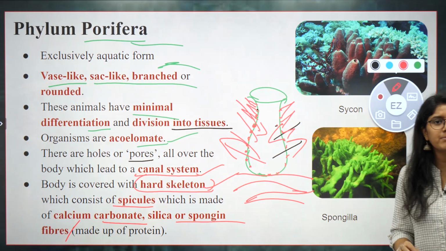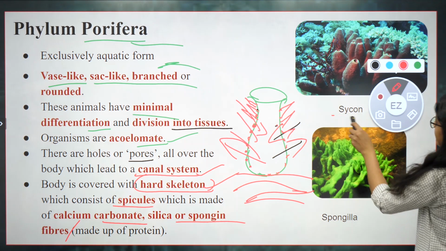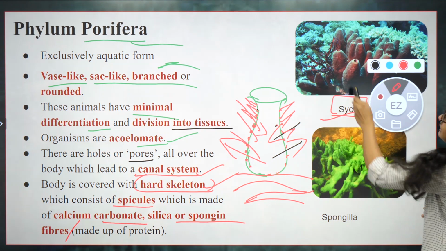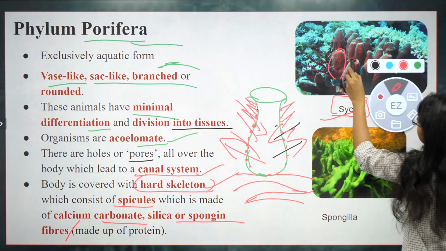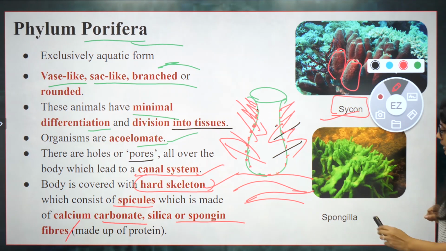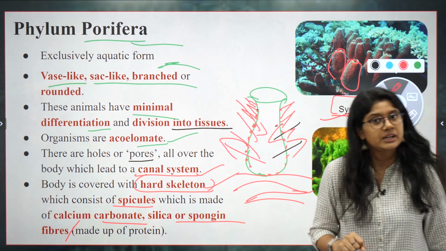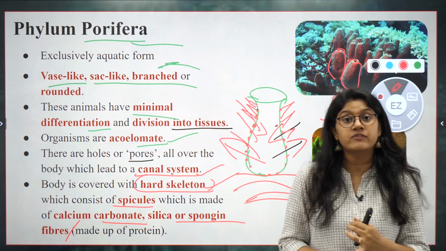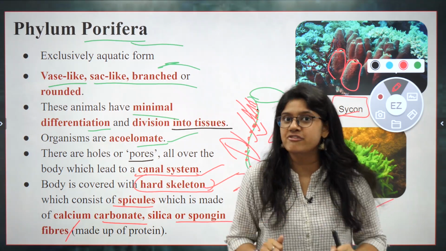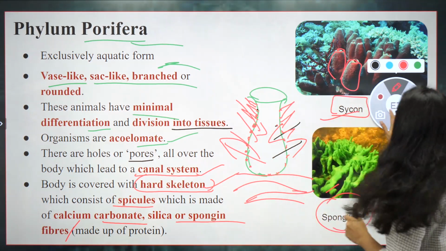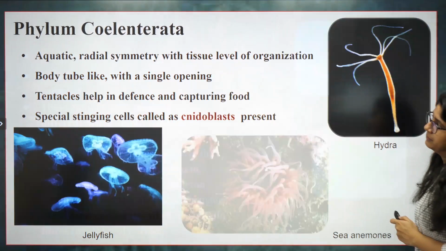Very, very common examples of the Porifera are the Sycon. Remember this, everyone. See this beautiful structure. Can you see? Sycon. And then we have the other one, which is Spongilla. Clear? So we have Sycon and then Spongilla. Remember this, everyone. Very important. Now let's move to the next phylum.